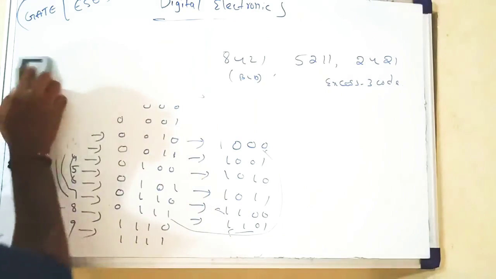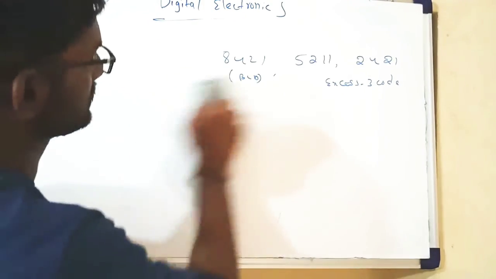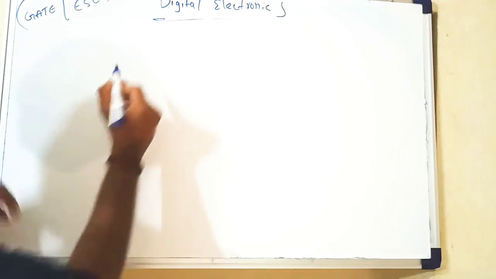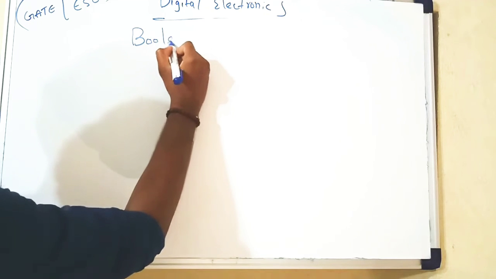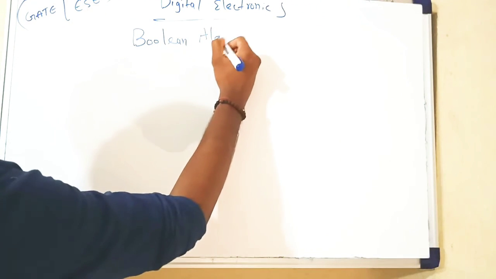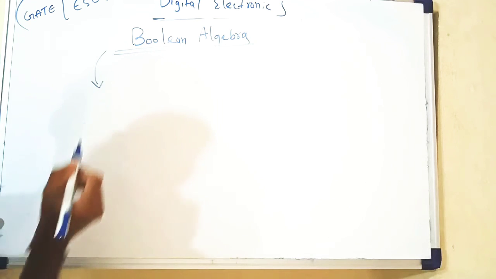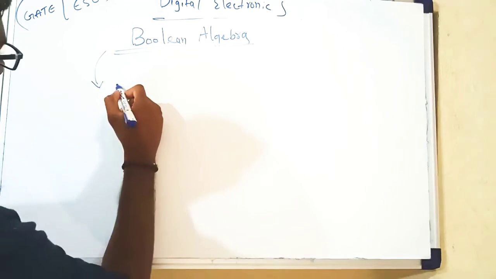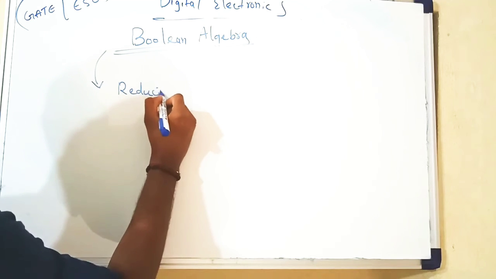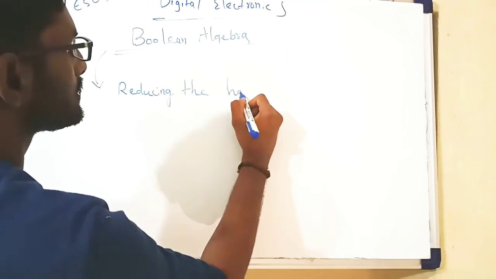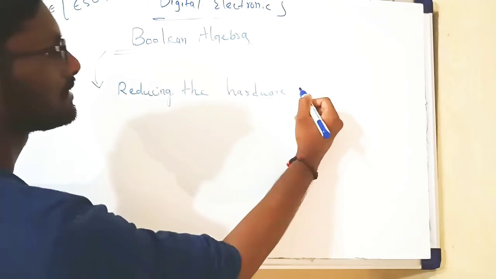Now we'll see the Boolean algebra, which is the main tool for realizing any circuits or reducing the complexity. This is Boolean algebra. The main reason why we are using Boolean algebra is reducing the hardware complexity of the circuit.